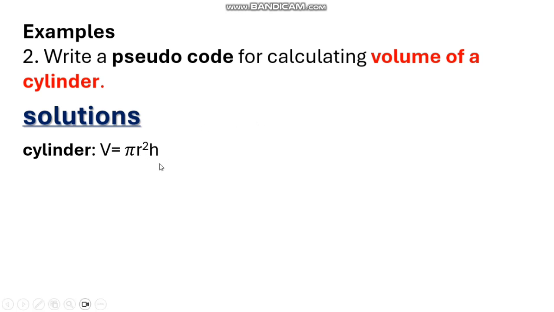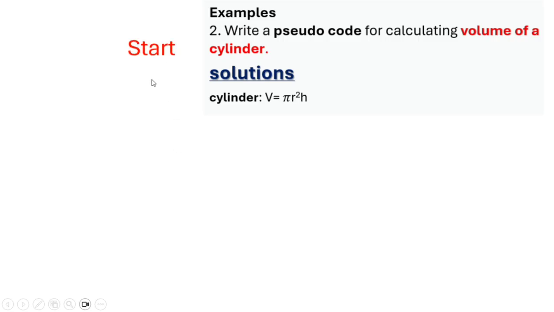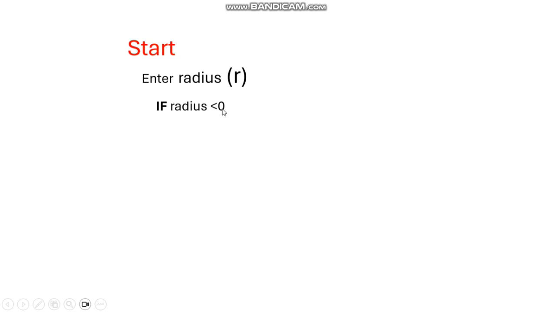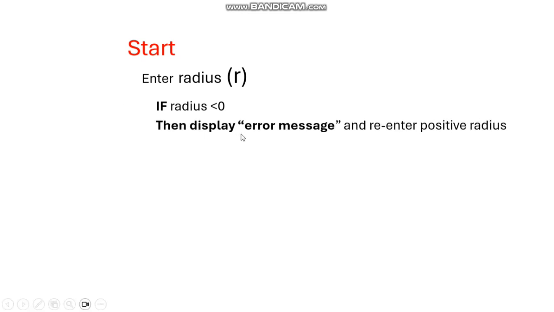Then from there we need to show the error message, and after that we are going to re-enter the positive value for radius. After that, we are going to enter the height. So here we say we are going to start. From start, since we have radius and height, we are going to enter the radius first. Then we say if the radius is less than 0, the radius of the cylinder cannot be less than 0, so we display the error message and re-enter positive radius. Now from here we are going to enter height.